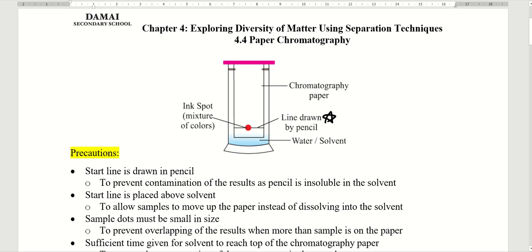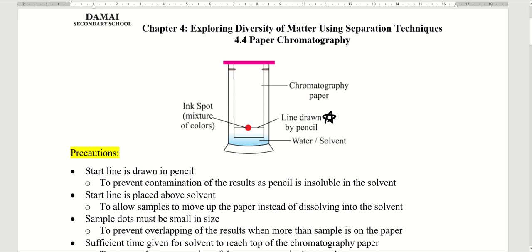Why is it in pencil? Because we do not want it to contaminate the results of the item that we are testing for. In this case, the ink spot is the item that we are testing for. Next, the water or the solvent has to be below the line itself. This is also to make sure that the sample, the ink spot or whatever we are testing for, does not dissolve in the solvent. So we must choose a solvent that the thing we are testing for can be dissolved in.